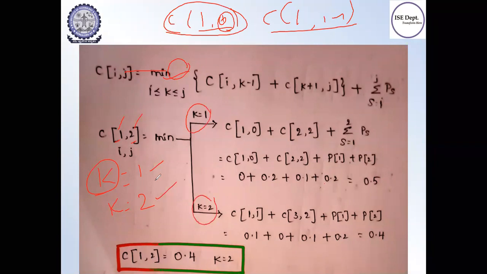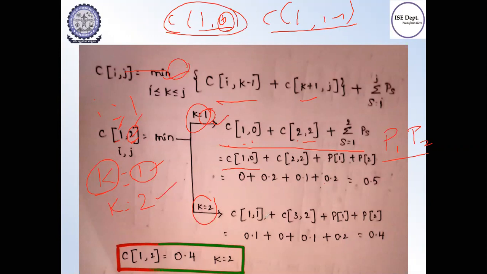So k is equal to 1. If I use k is equal to 1, observe this. C of i, it is 1, correct? So i is equal to 1, so 1 comma k is what? I am considering 1 in the first case. So 1 minus 1 is 0, plus C of 1 plus 1, because k is 1 here, so it is 2. J is 2. Clear? So C of 1 comma 0 plus C of 2 comma 2 plus the summation of s equal to 1 to 2 of P s. So it is P1 and P2, correct? Probability of the first and second vertices. Is it clear? So now you just go to the previous one and check it out.